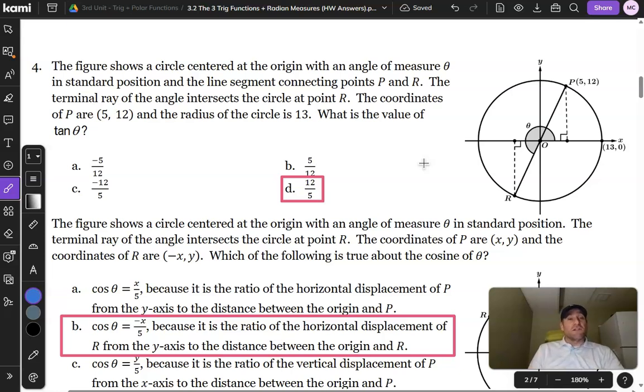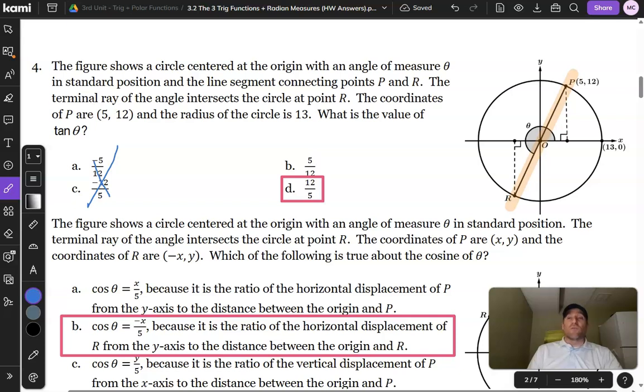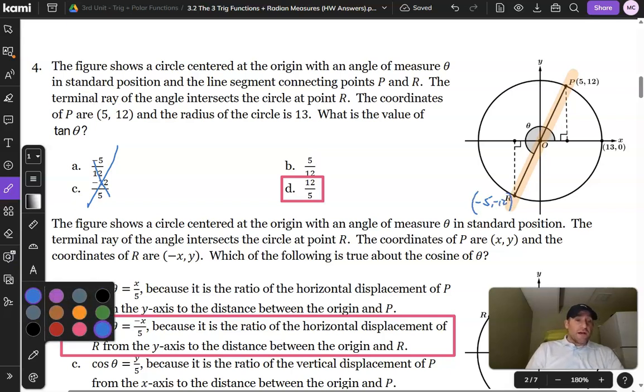I'm going to skip down to this one right over here where we've got points P and R, and we are definitely looking for the tangent, and we've had enough conversations to know that tangent not only is y divided by x, it is also the slope. You guys always tell me that is an increasing line, and we know those have a positive slope. So is it 12 over 5 or 5 over 12? It's 12 over 5. It's y over x. It's the change in y over the change in x. Rise over run. Even if we're talking about point R, which is negative 5 comma negative 12.